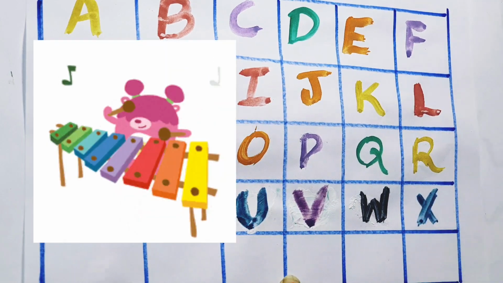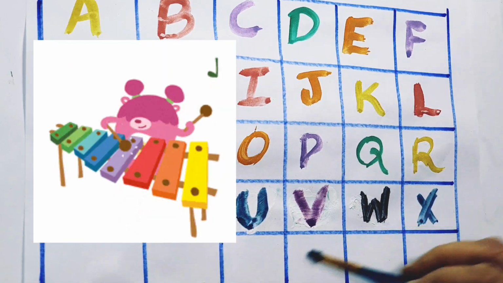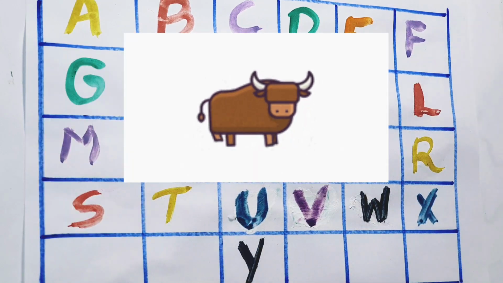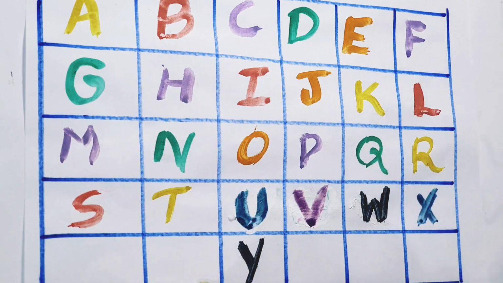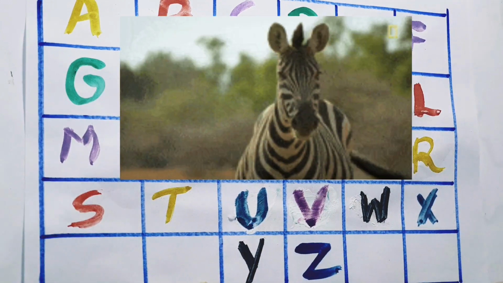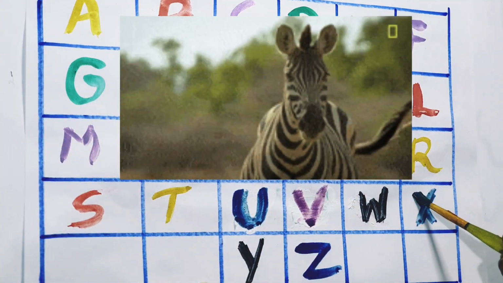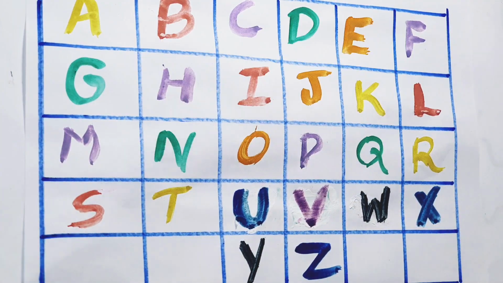X for xylophone. Y for yak. Z for zebra.